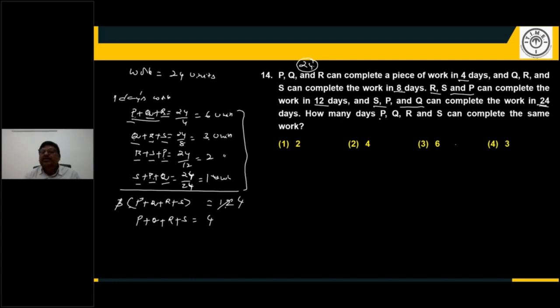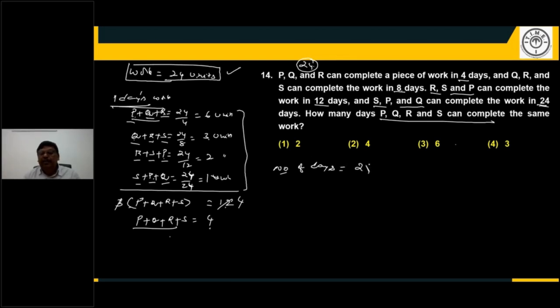But the question is how many days all of them can complete the work, means the work you are assuming how many units? 24 units is the work. 1 day's work of PQRS is 4 units, means how many days they take, students? Number of days will be total work 24 by 1 day's work 4 units. Yeah, 6 days it is. The answer is 6 days.